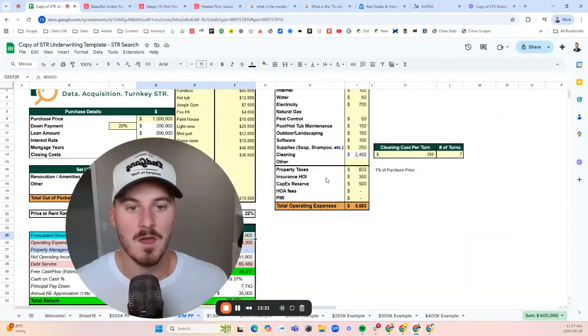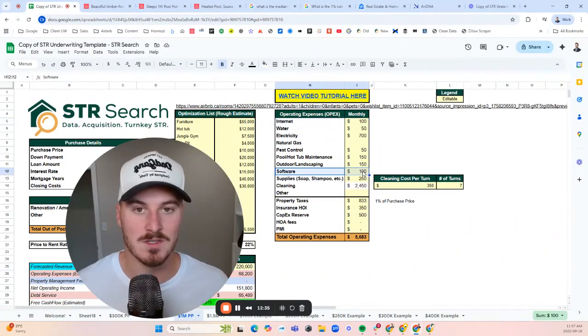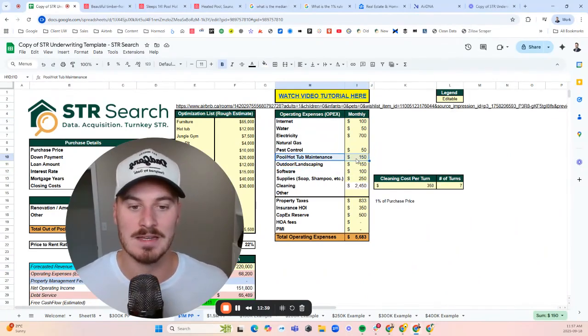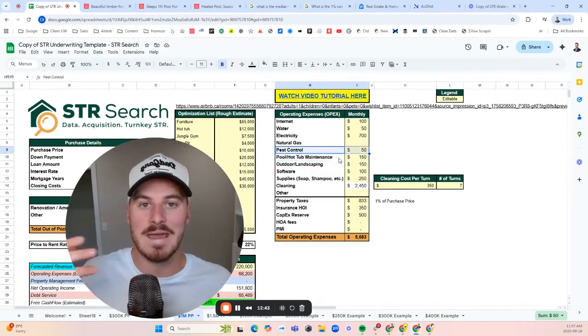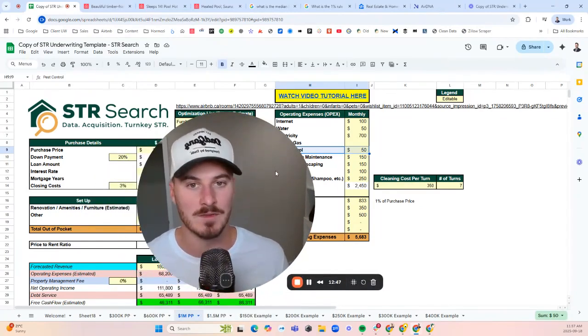However, your internet is not really going to go up. The software that you use to manage that is not really going to change. The hot tub maintenance is not going to change either. The pest control may go up a little bit, but there's still some base amount that you have to pay on the smaller home in the first place, just to get somebody out there to do it.